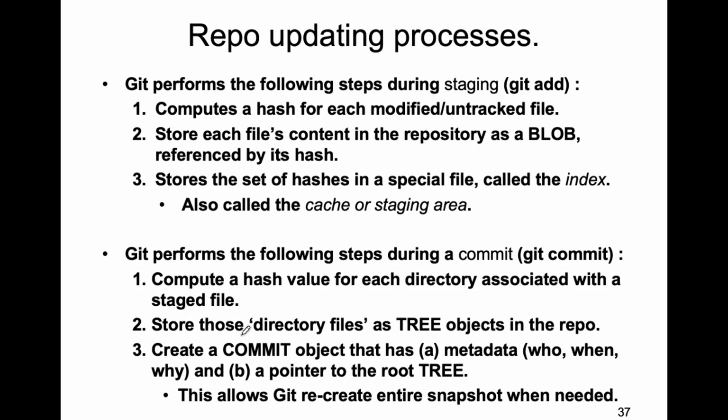And the commit object will contain just some metadata about the commit, like who made the commit, when was it made, and what's the commit message, and some other important information as well. The directory files, the tree objects that are put into the repository, will essentially contain details about the files associated with those directories. So that's really what allows us to recreate the entire project structure at any particular point in time. So let's do the commit.